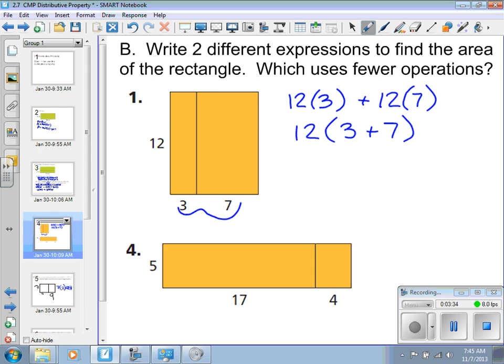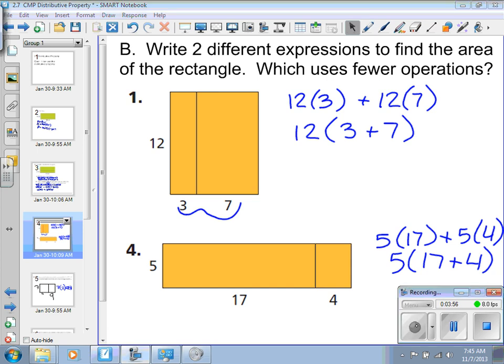And then the next one would be 5 times 17 plus 5 times 4, or we can do 5 times 17 plus 4. I guess it did actually say that we should find the area of the rectangle.